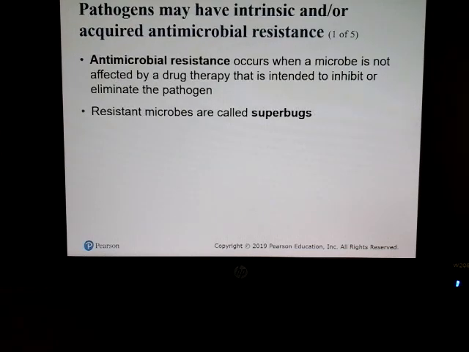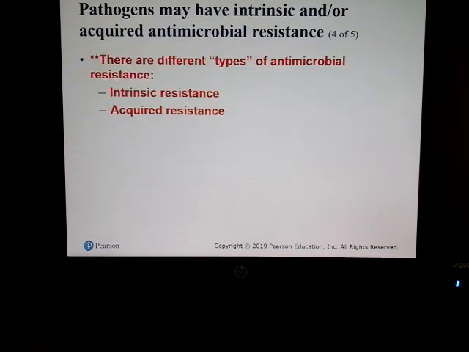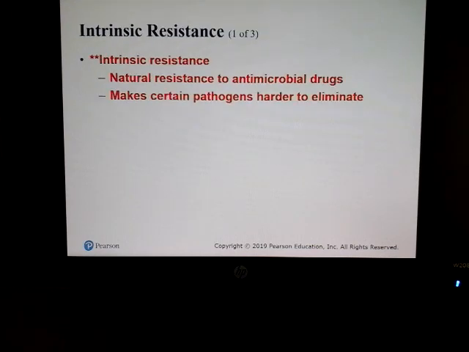Now, resistance occurs when the microbe is not affected by the drug. And resistant microbes are quite often called superbugs. So there are two types of antimicrobial resistance, intrinsic resistance and acquired resistance. For intrinsic resistance, please know it's a natural resistance to antimicrobial drugs. So that makes certain pathogens harder to eliminate because this is a natural thing that they're actually producing.